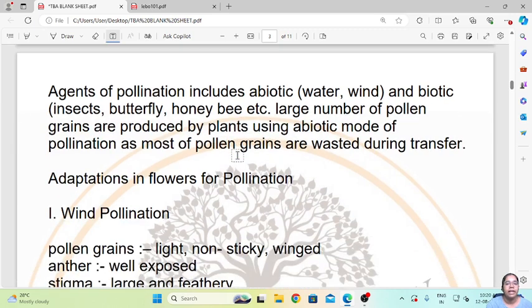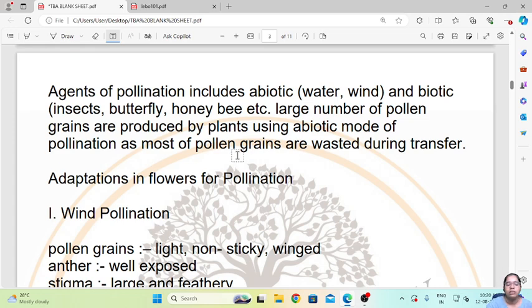Now let us see which are the agents of pollination, as in how this pollination occurs. We have seen different kinds of pollination. Now we are going to see what causes this pollination, as in what are the agents of pollination. So the agents of pollination include abiotic agents, that are non-living agents, that is water and wind, and biotic agents, that is the living organisms which help in pollination, like insects, butterflies, honeybees, etc. Large number of pollen grains are produced by plants using abiotic modes of pollination, as most of the pollen grains are wasted during the transfer.